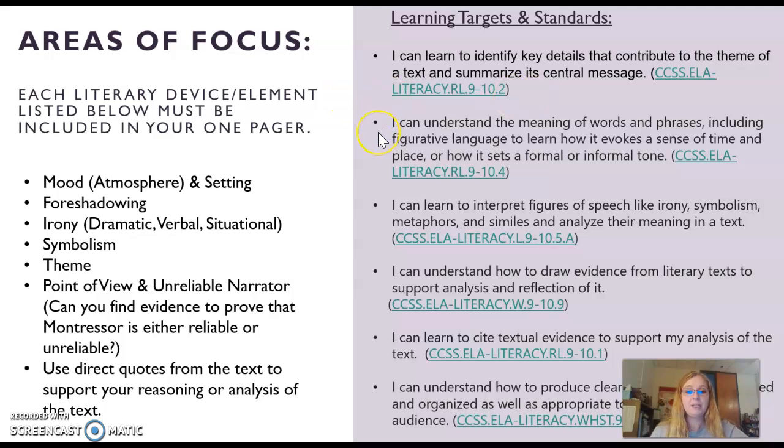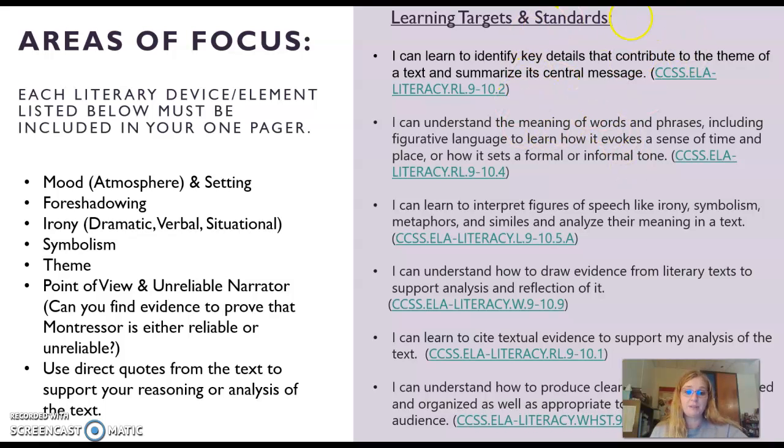The next learning target is, I can understand the meaning of words and phrases, including figurative language, to learn how it evokes a sense of time and place, or how it sets a formal or informal tone. And in the very beginning, when we started reading the opening of The Cask, if you recall, I mentioned that Montresor was a very educated man, and he spoke to us in a formal tone.